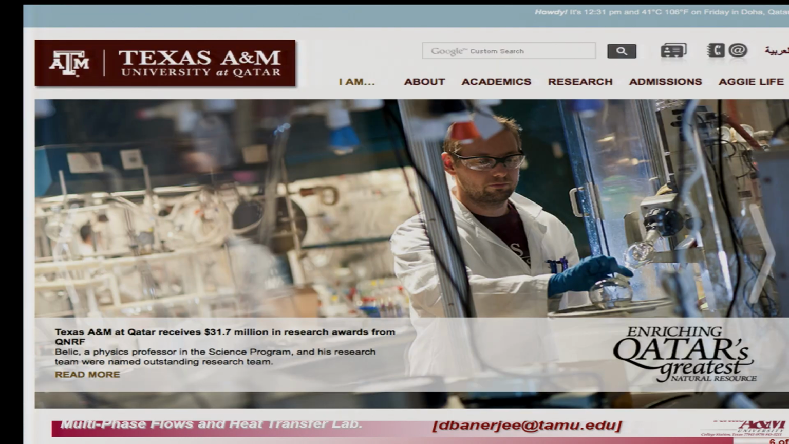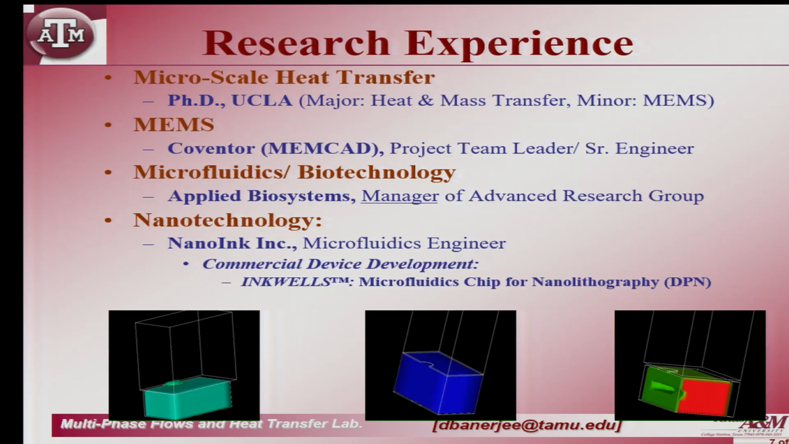In terms of our campus, we also have a campus in Doha in Qatar. So Texas A&M has a degree granting institution at this location. And in terms of my own research experience, I talked a little bit about it on the first day, so I will skip this one.